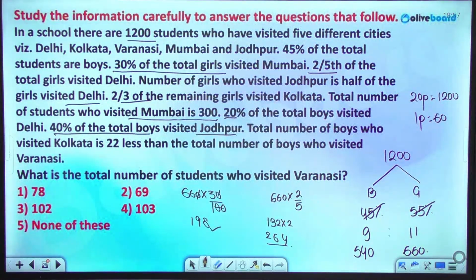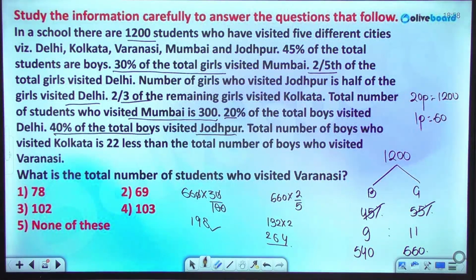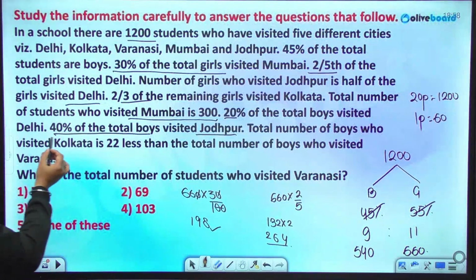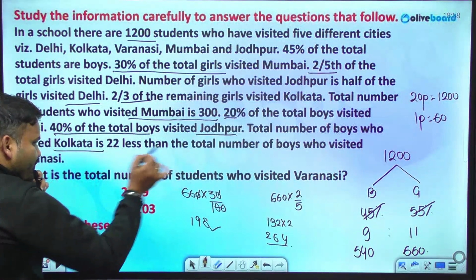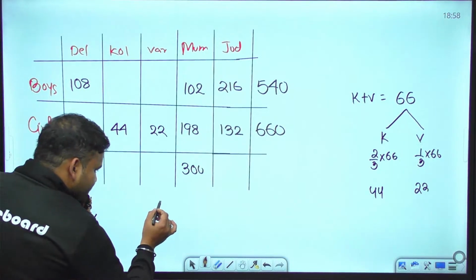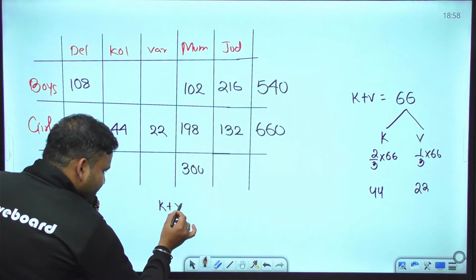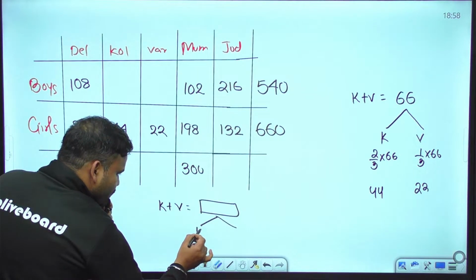Then what we have? The number of boys who visited Kolkata is 22 less than the number of boys who visited Varanasi. So we need to find out the number of boys who visited Kolkata. Kolkata is less as compared to Varanasi. Fine. So boys, Kolkata plus Varanasi. First we have to look out this value. Then we will divide this into Kolkata and Varanasi.